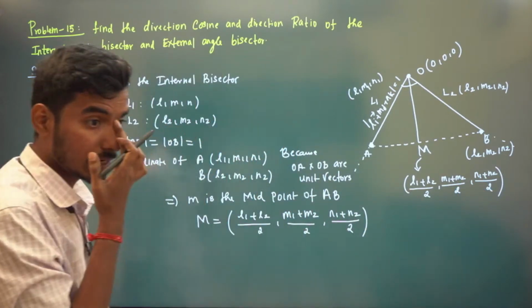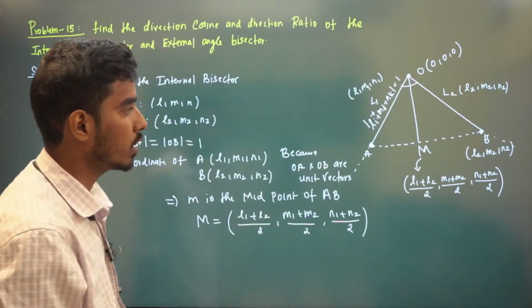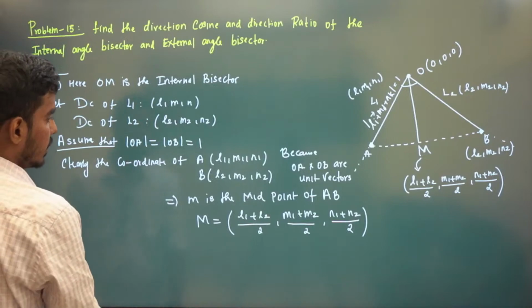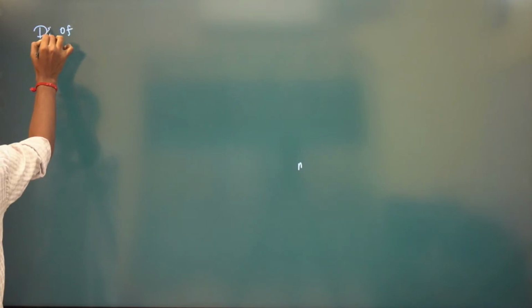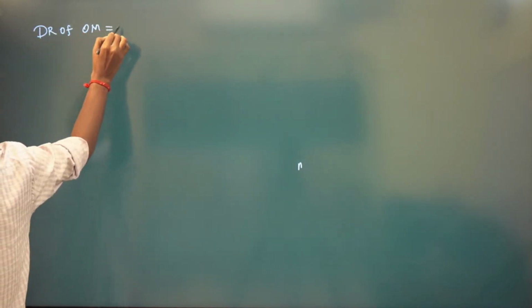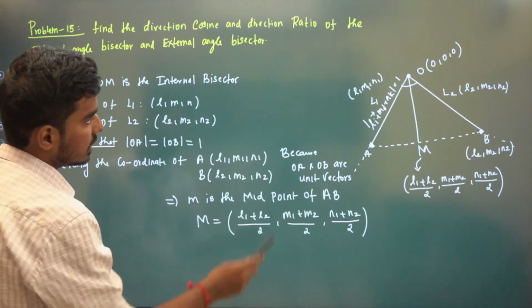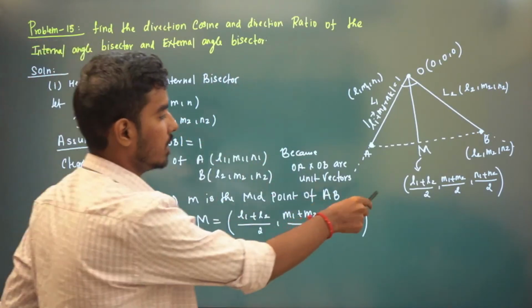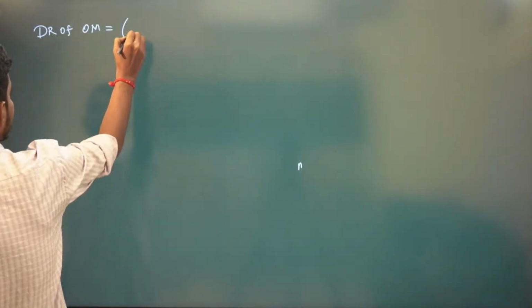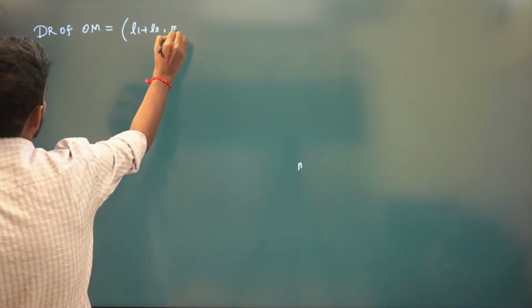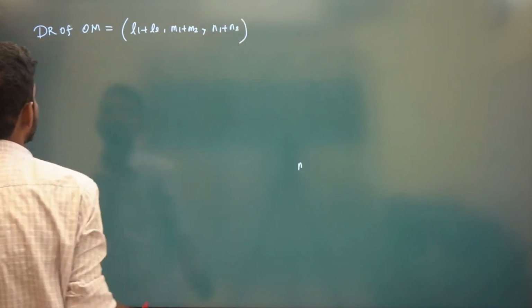Right? Now you find the DR and DC. What is DR? It's nothing but x2 minus x1, y2 minus y1, z2 minus z1. So what is the direction ratio of OM? It is nothing but (L1 plus L2 minus 0) by 2. You can omit this 2 because it is proportional only. So it is L1 plus L2, M1 plus M2, N1 plus N2. This is the direction ratio of OM.